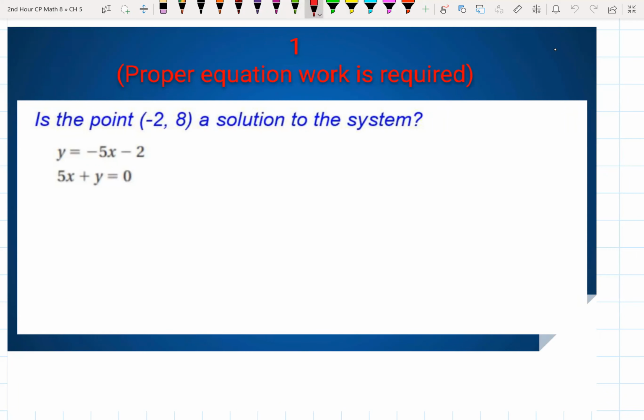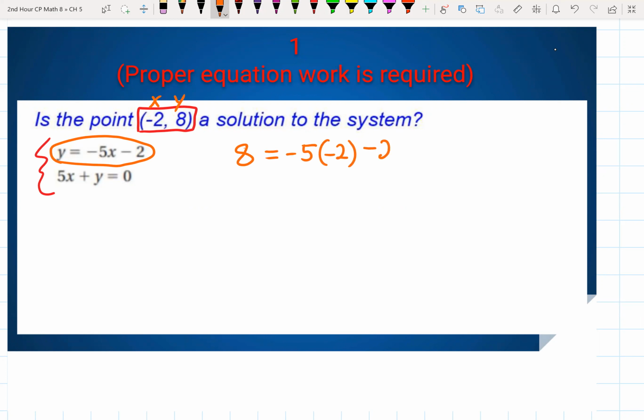So in this example, we want to check if (-2, 8) is a solution to this given system right here. So we'll perform a check, plugging in for x and for y. We'll take the first equation and put 8 in place of y, and in place of x, we'll put our -2 and write the rest of the equation down. Don't forget your check mark.